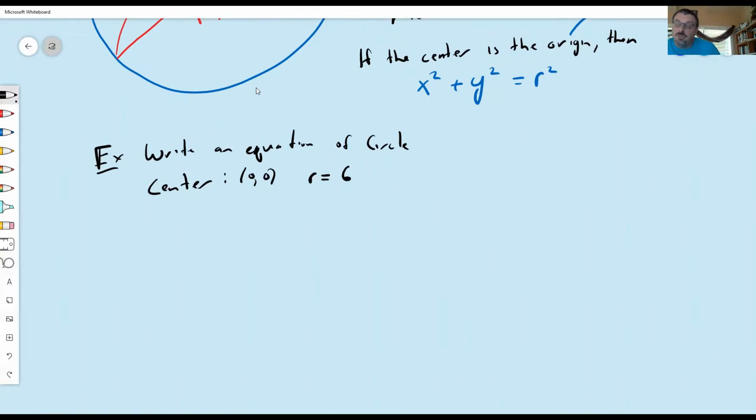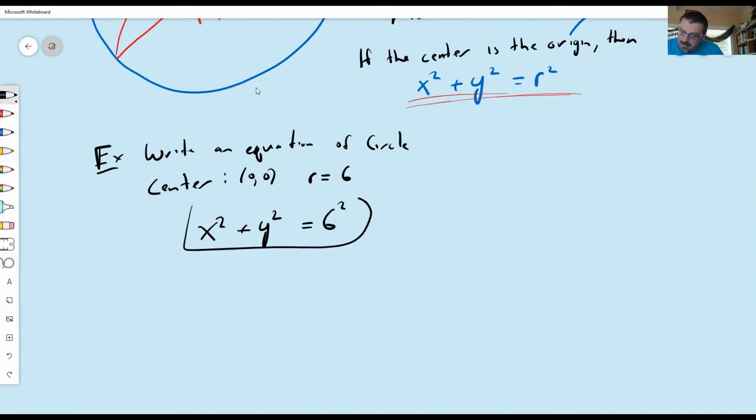So there's kind of two ways you could do it. You could go straight to this right here immediately and just put in, oh, if it's 0, it's going to be x squared plus y squared equals r squared. Well, r is 6, so 6 squared. And you can actually leave it this way, or sometimes people go ahead and multiply that out.